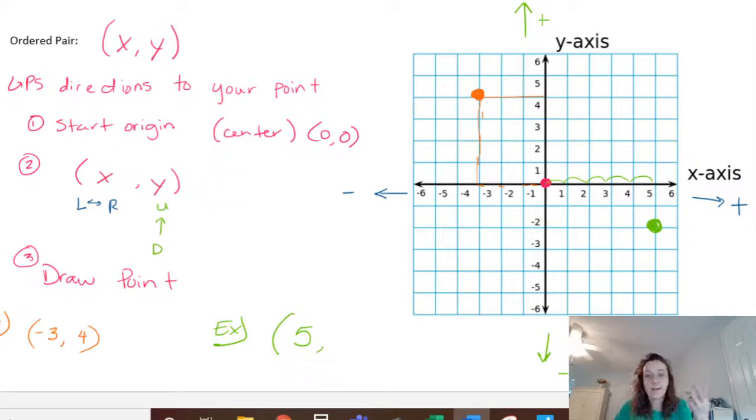Then am I going up or down? You need to go down. Down is negative, so you're going to go down 1, 2 spaces, -2. 5, -2 is the ordered pair for that green point.